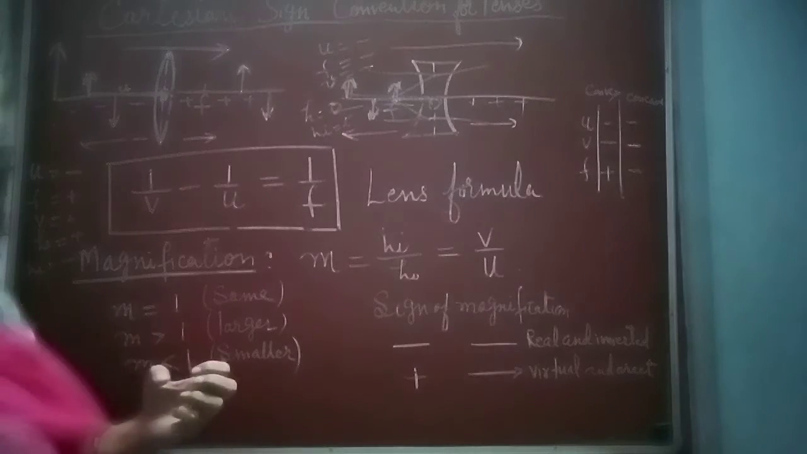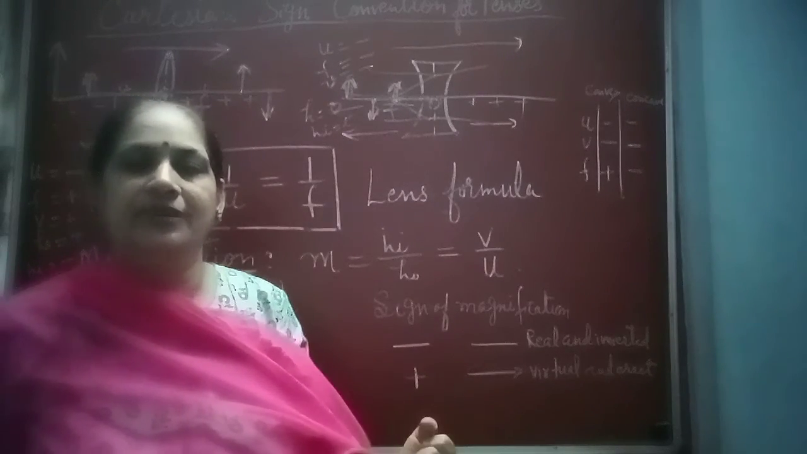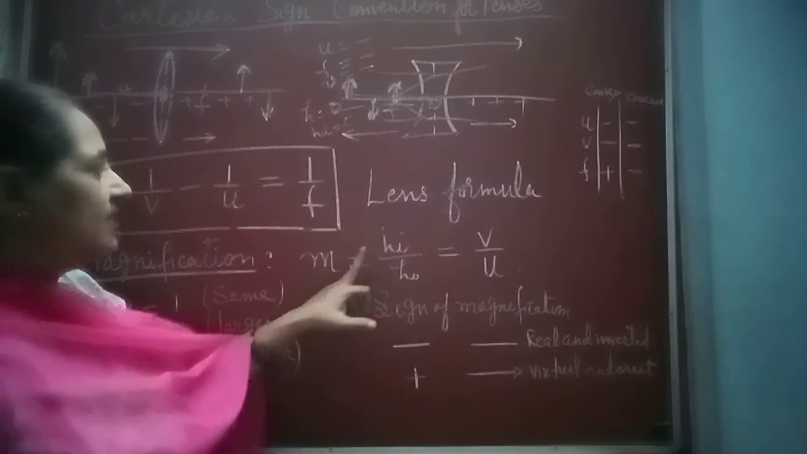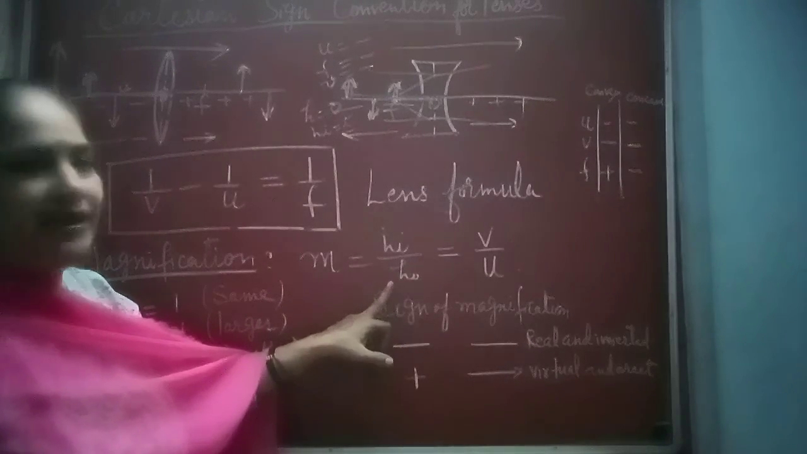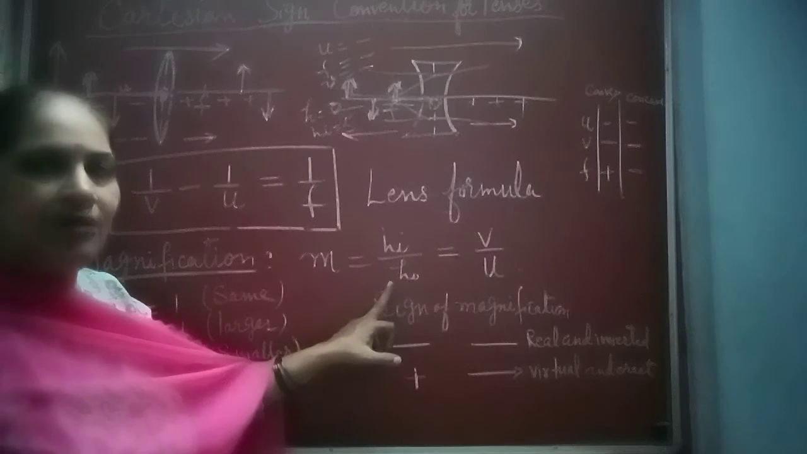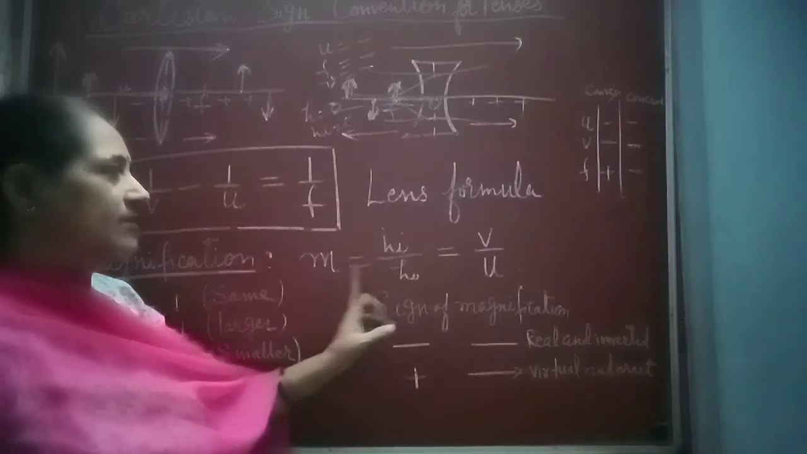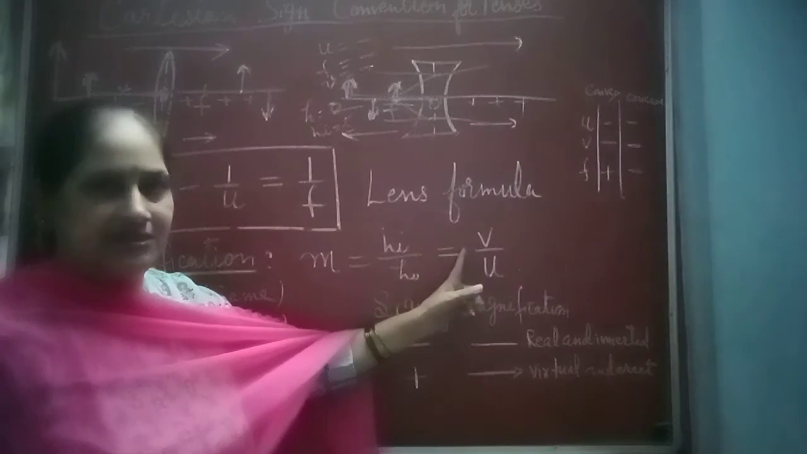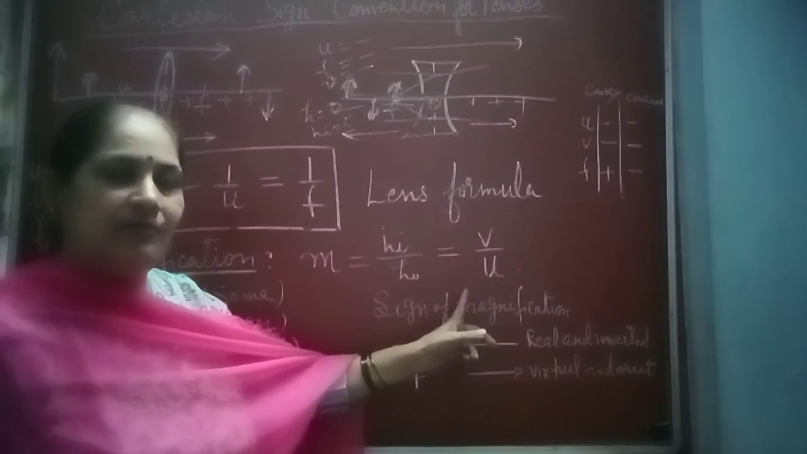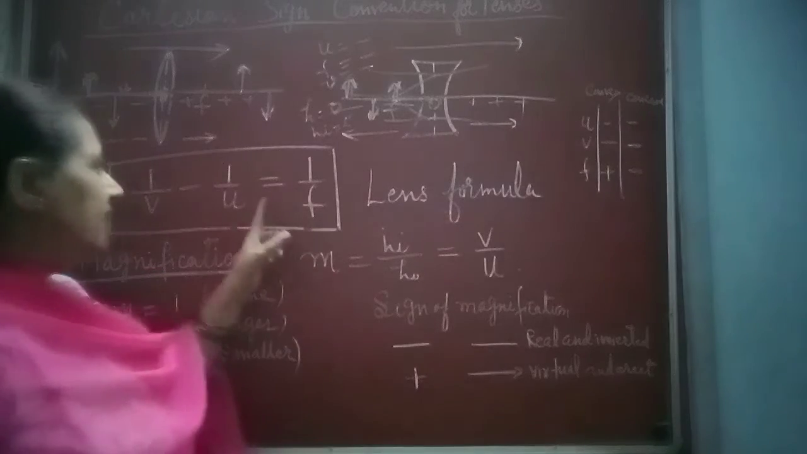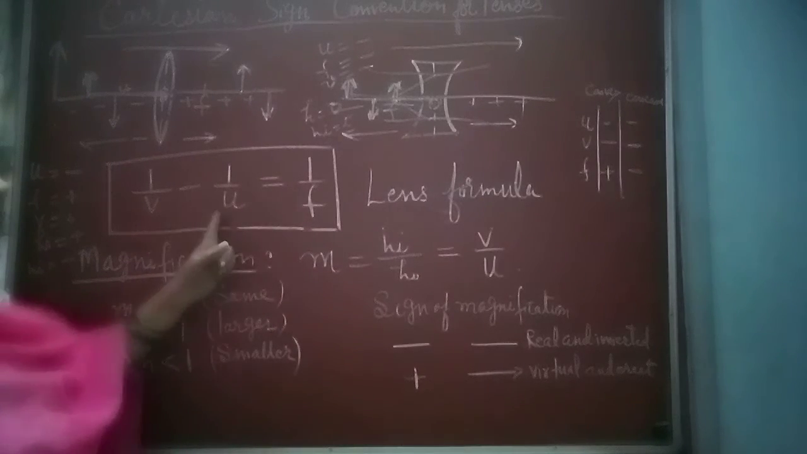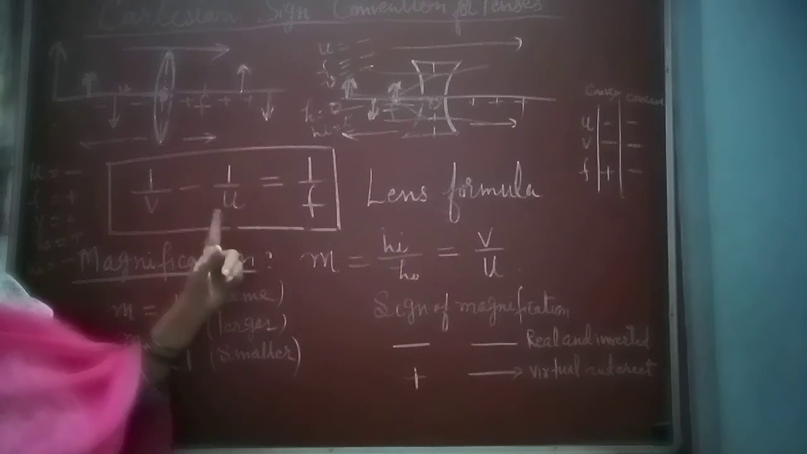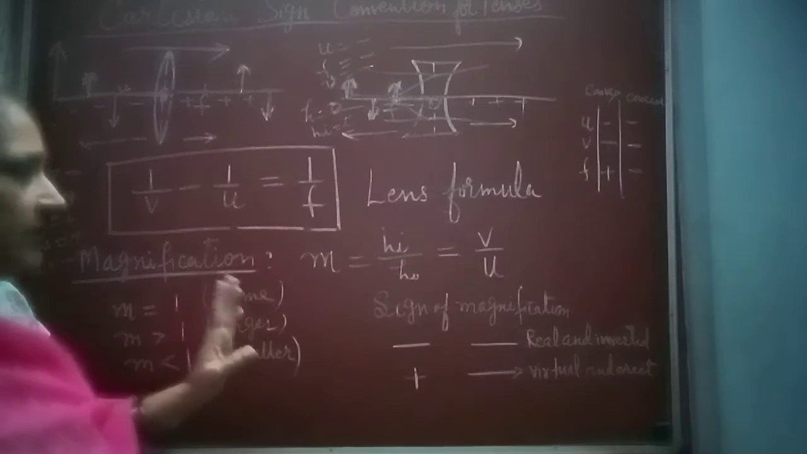Magnification. Magnification is the ratio between height of the image and height of the object. So mathematically we can write magnification as height of the image by height of the object. In terms of V and U, magnification can be written as V by U. In the case of a concave mirror, you have seen it was minus V by U. Now here in convex lens it is plus V by U. In the mirror formula you have seen 1 by V plus 1 by U. In the lens formula you find 1 by V minus 1 by U. So sign is always taken into account.